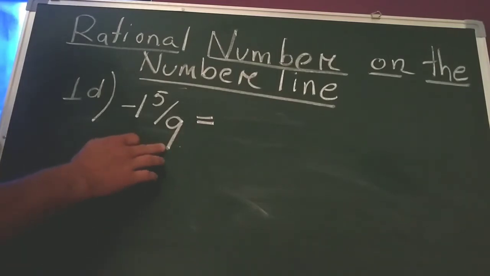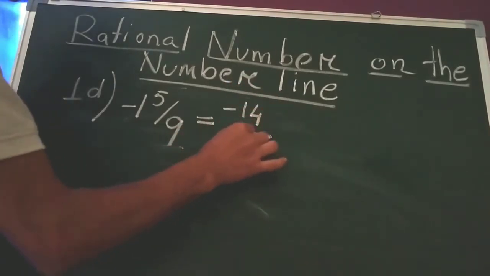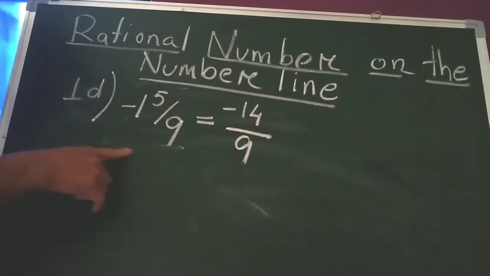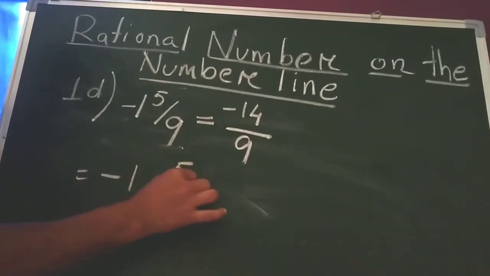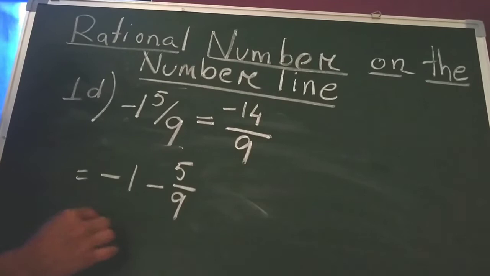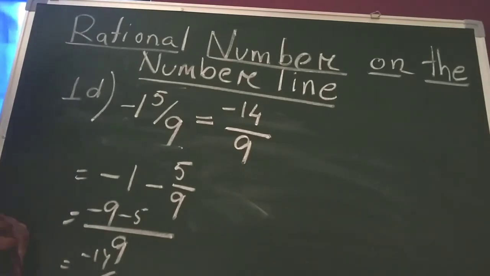So it is minus 1 5 by 9. 9 ones are 9, plus 5 is 14. So it is minus 14 by 9. This can also be written in this way: minus 1 minus 5 by 9. If you take the LCM, 9 ones are minus 9, minus 5. See, it is minus 14 by 9. That means we can write it in the same way.